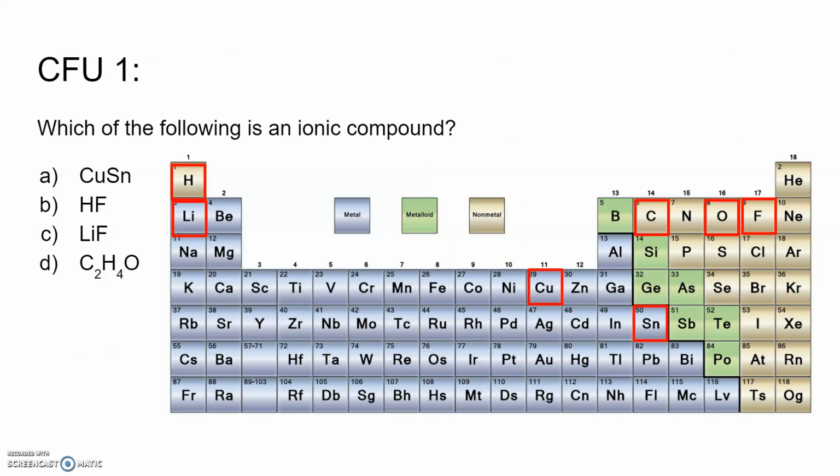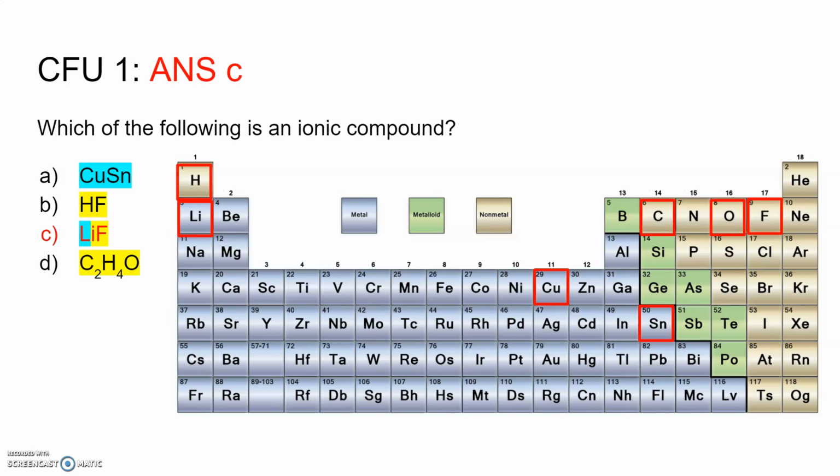All right, so here's our first CFU, and this is our primer, so it doesn't count, but give it a go. Which of the following is an ionic compound? You can pause the video if you need to, and then when you press play again, the answer will be revealed. Great, the answer is C.